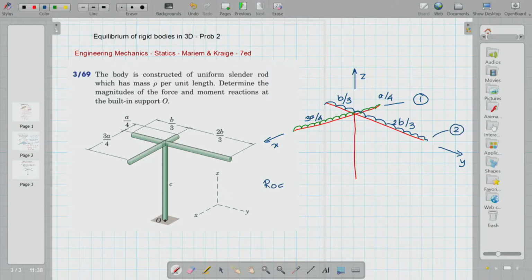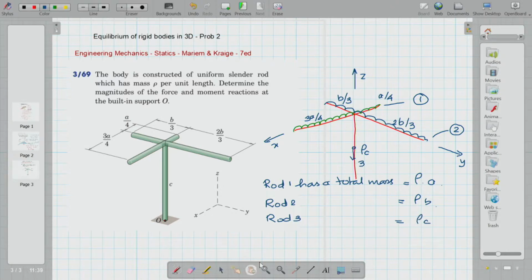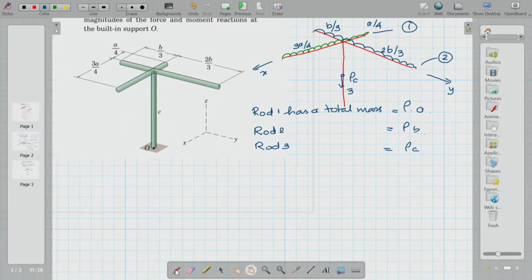Rod 1 has a total mass of rho into a. Similarly, rod 2 has a mass of rho into b. The column C also has a mass which is going to be acting like this, rho into c. I call that rod 3 itself, its mass is rho into c. So the net mass acting downwards is going to be Fo. The reaction should be equal to rho g into (a plus b plus c). Very simple.